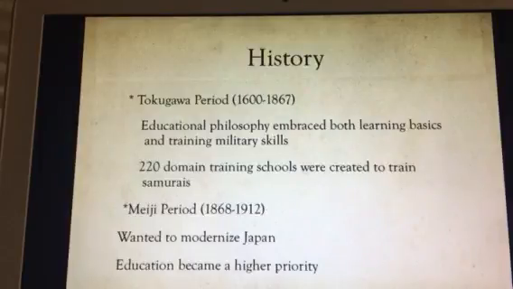Meiji Emperor in 1867. Meiji became the emperor right after that occurred, which leads us to the Meiji period, which started in 1868 and ended in 1912. Meiji wanted to modernize Japan, and education became a very high priority. He started elite training schools and started primary schools during this time period.